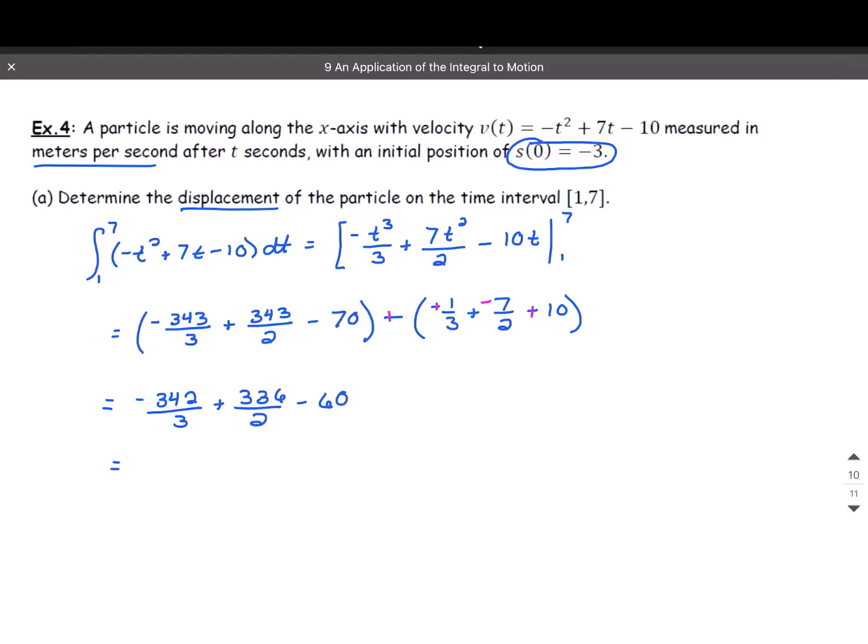And then if we divide, 3 goes into negative 342, negative 114 times. 2 goes into 336, 168 times, and we still have minus 60. Add and subtract, and we will get negative 6 feet. So we have a displacement of negative 6 feet from the time 1 to 7. All right.